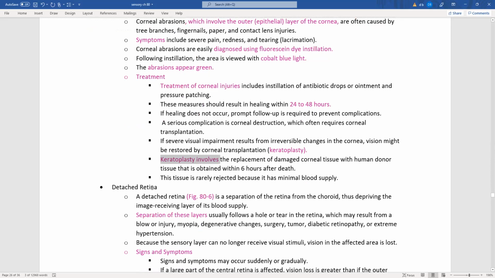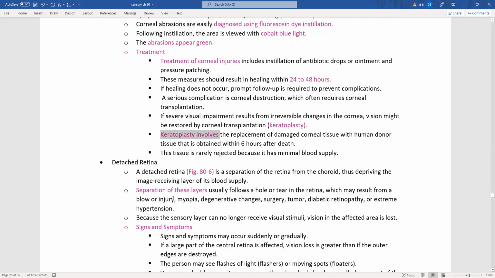Now, a detached retina is the separation of the retina from the choroid, thus depriving the image receiving layers of its blood supply. Separation of these layers usually follows a hole or tear in the retina, which may result from a blow or injury, myopia, degenerative changes.